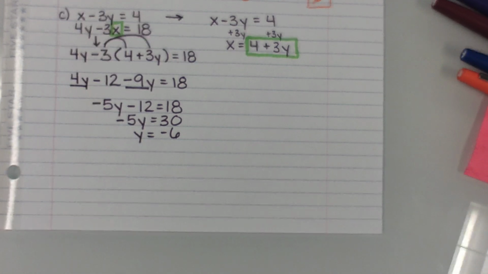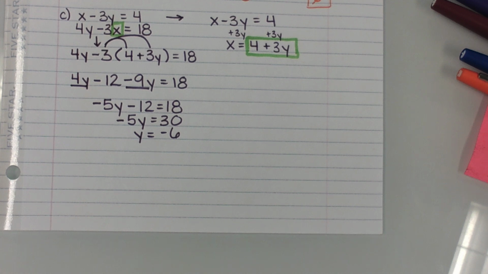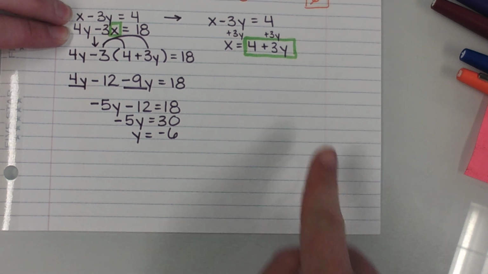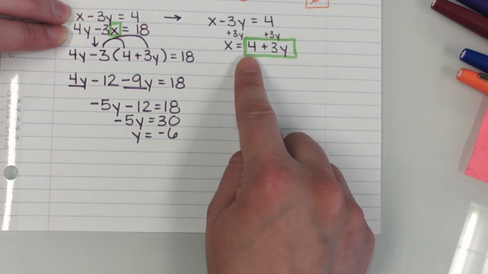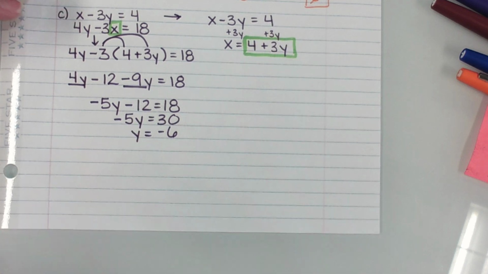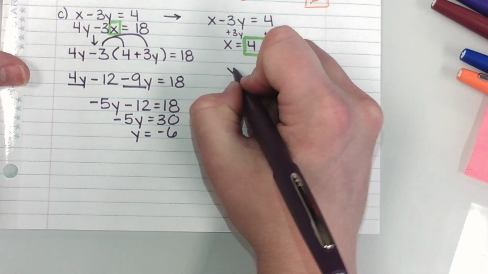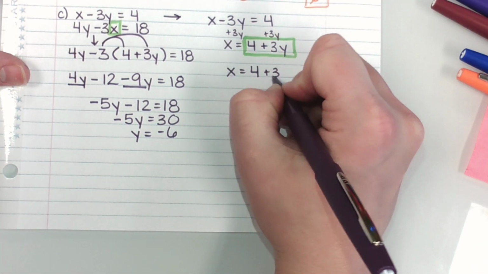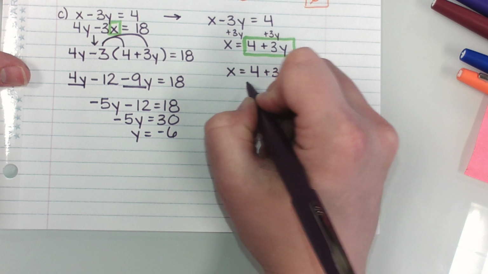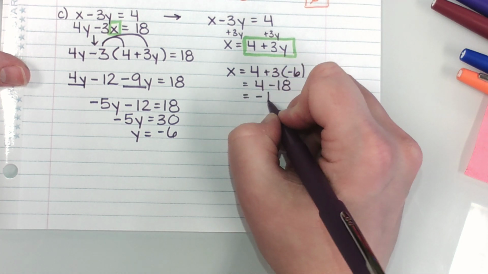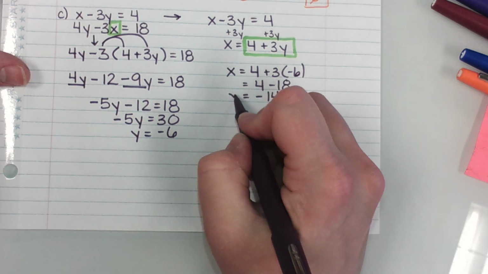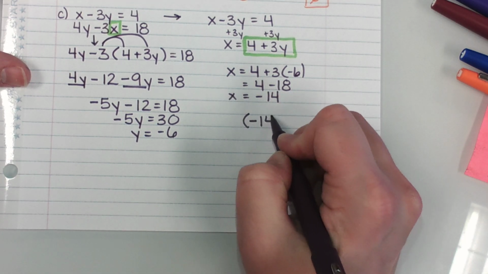Is having y alone enough? I also need x. I need to plug it back either into one of the originals or the manipulated original is fine too. Which one's going to be easiest? Generally the one where the variable's alone, the manipulated original in this case. x equals 4 plus 3 times negative 6. And we get negative 14. Keep an eye on the coordinate points. Make sure you put the x before the y.